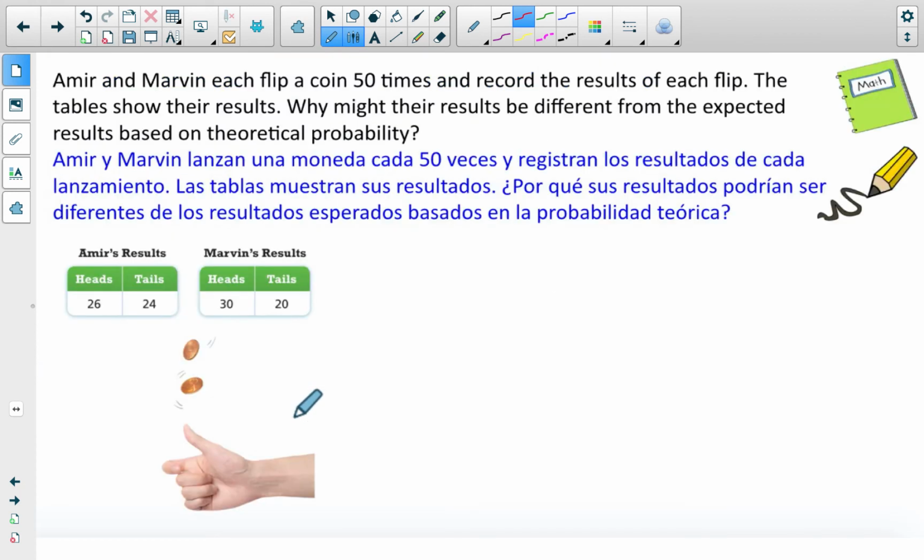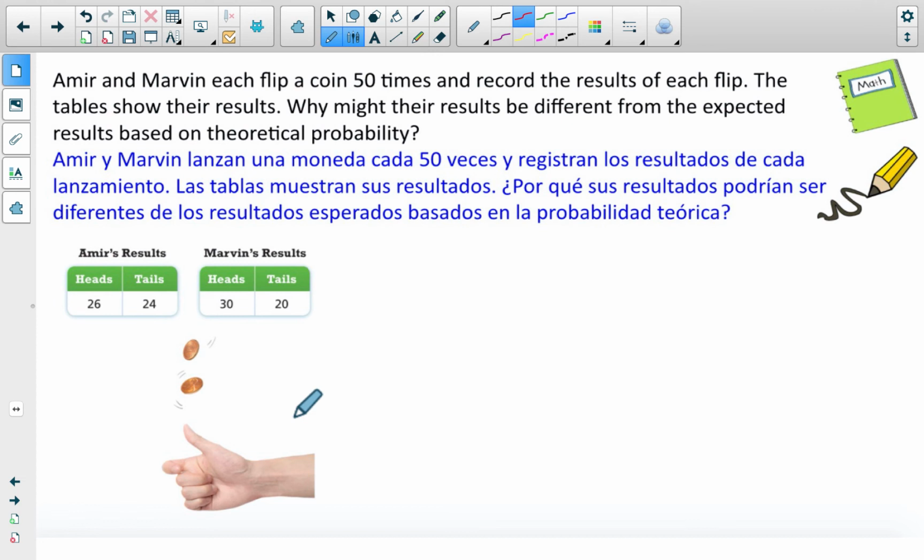All right, let's look at this. And this is asking you to think critically. It's not really asking us to solve anything. Amir and Marvin each flip a coin 50 times and record the results of each flip. Now, if they both flip the same coin 50 times, I want you to think how many heads there should be and how many tails should there be. Hopefully you're thinking both of them should have 25-25, right? Should be a 50-50 split.